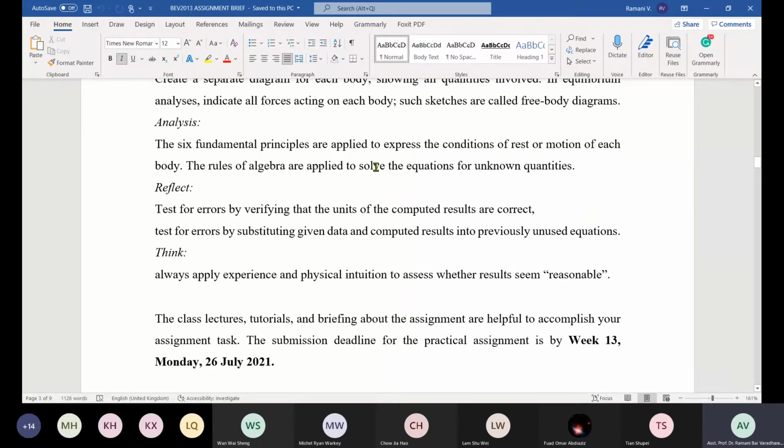Reflect. After solving, after getting the answer, just reflect on the answer just now I explained. Test for the errors by verifying that units of the computed results are correct. Test for the errors by substituting given data and computed results into previous unused equations. You don't have to go this much, but this is how the testing is done. In your case, you just read, right?